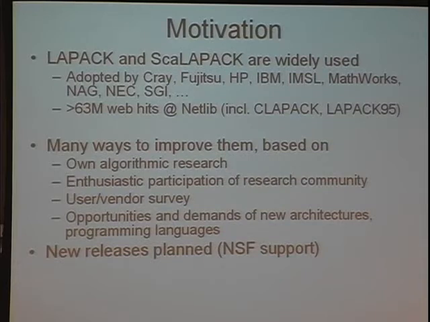So there are many ways to improve on these libraries, including our own algorithmic research. There's a lot of people around the world who are enthusiastic contributors and participants to this public domain library. People publish papers that say, I have a new algorithm and it's faster than LAPACK. We want to harvest all of that activity. And so many people have signed up to do that. We've done a user and a vendor survey of some of the largest users in order to set priorities of what we want to do.